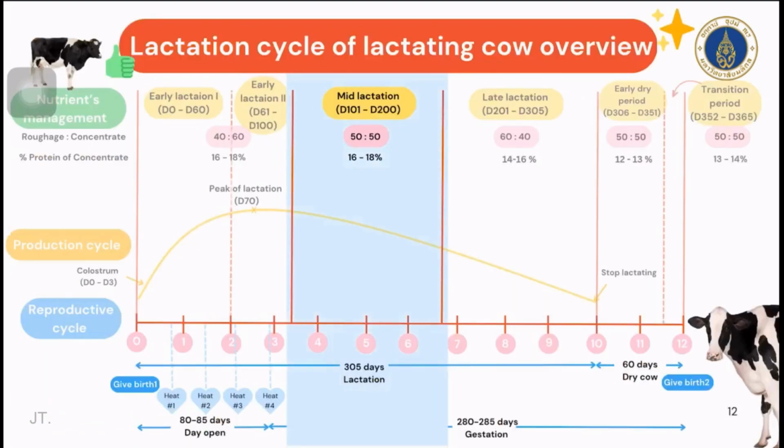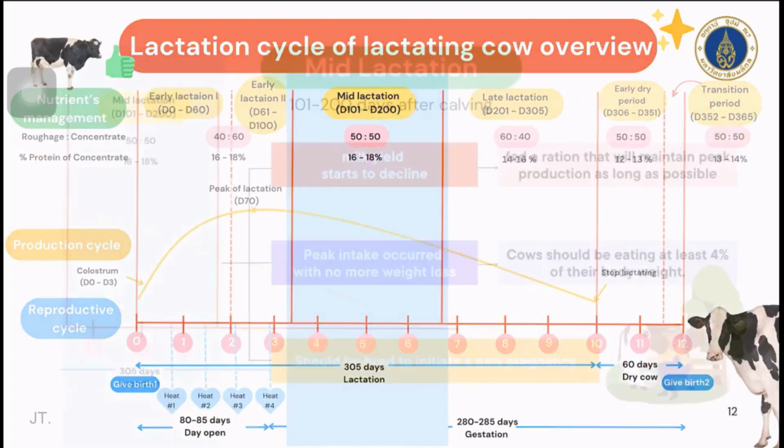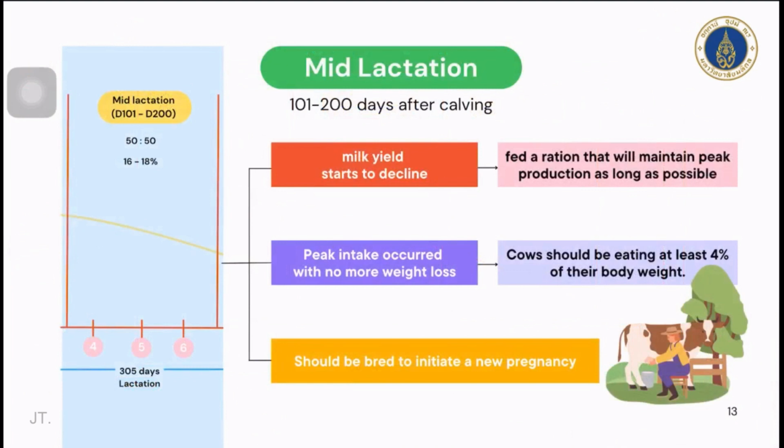After the peak production stage, they move into mid-lactation, which is 101 to 200 days after calving. The milk yield tends to decline at this stage, although it should not decrease more than 8 to 10% monthly. Furthermore, during this stage, cows reach peak consumption with no more weight loss and start gaining weight. And from that point, cows should also be bred to initiate a new pregnancy.